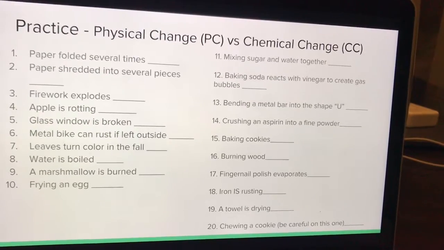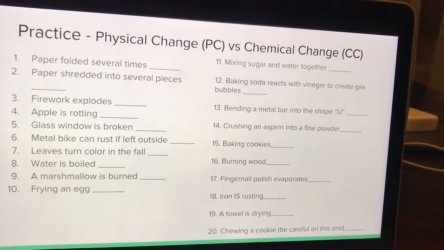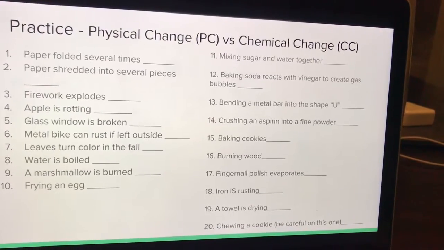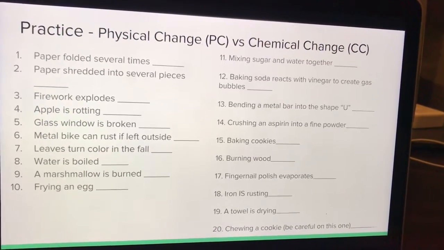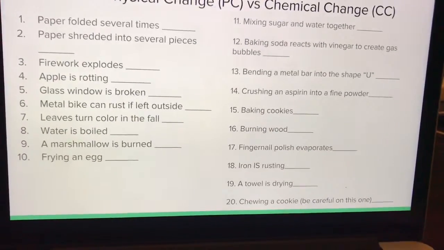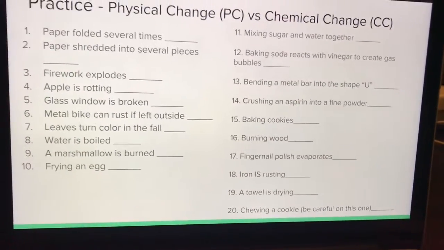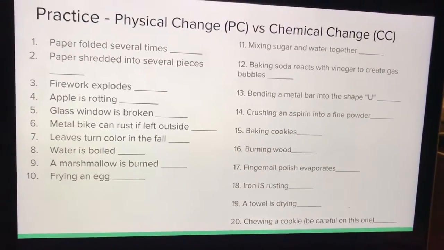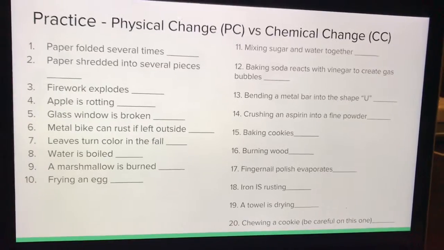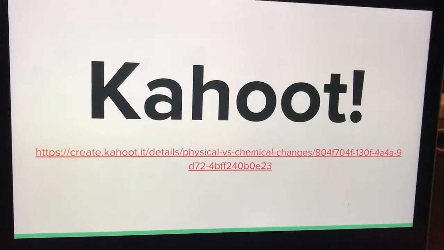A towel drying. The liquid's wet, right? Over time, it's evaporating off. It's turning to a gas, so that is actually a state of matter changing, so it's a physical change. And then chewing a cookie is down here. It says be very careful. The chewing process, it's actually just breaking the cookie apart, would be a physical change, but if you actually swallow it and digest it, that is a chemical change happening.